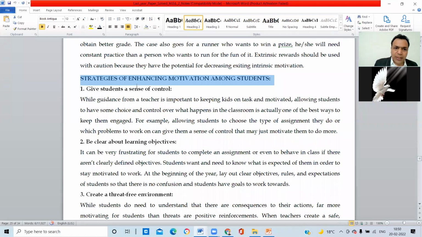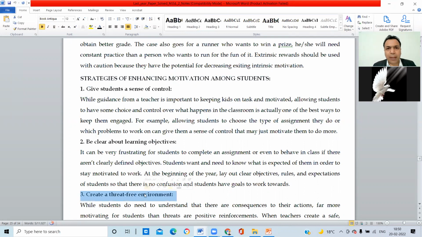Strategies of enhancing motivation among students means: give students a sense of control, right? Be clear about the learning objective, create a threat-free environment in the class.